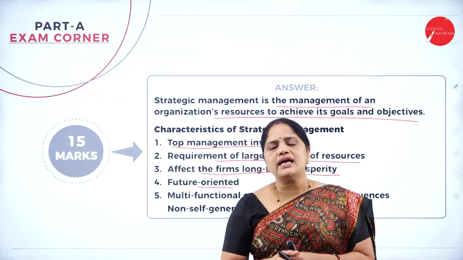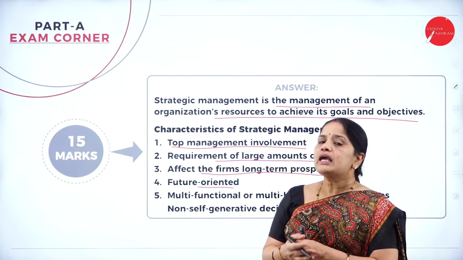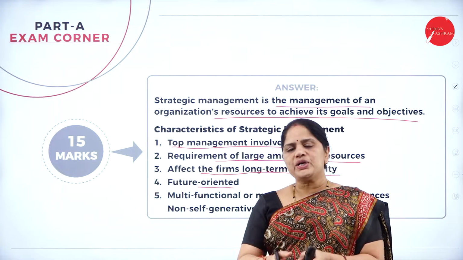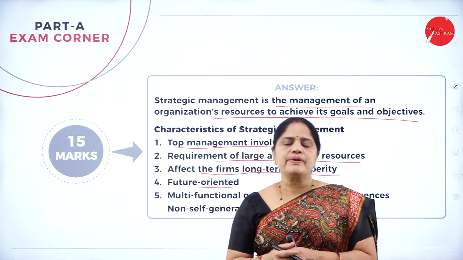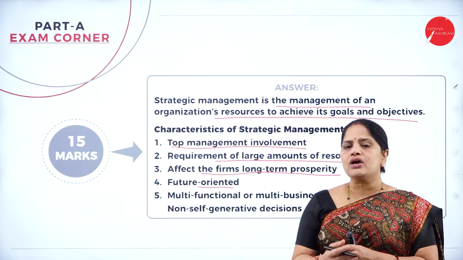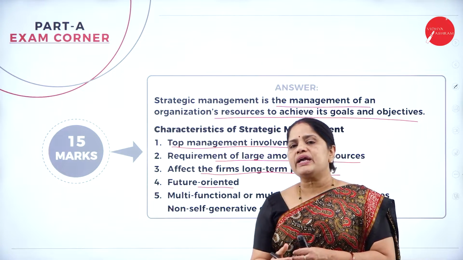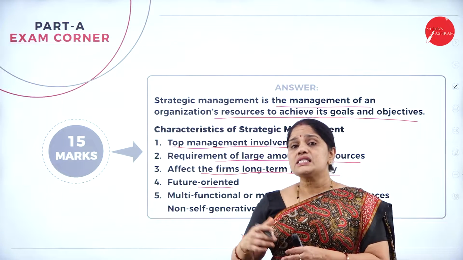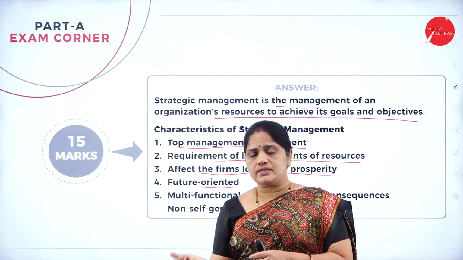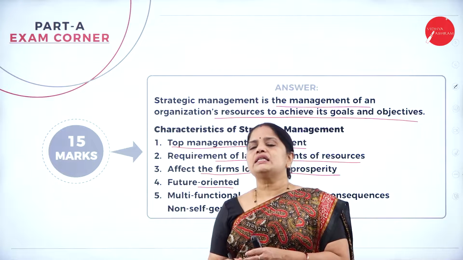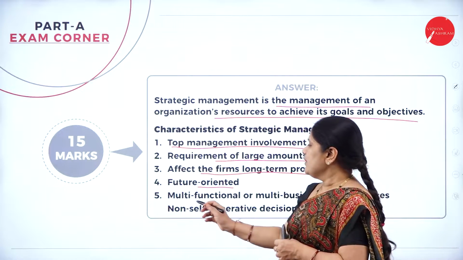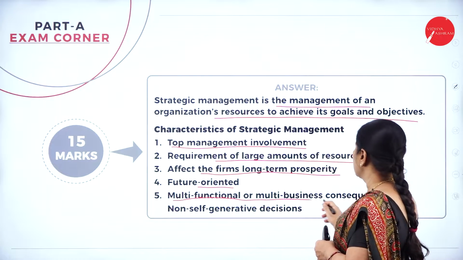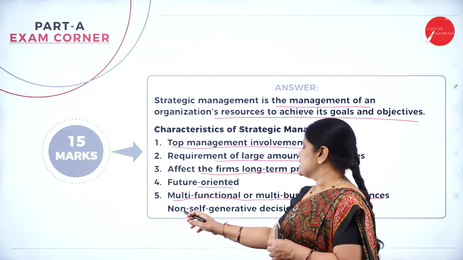Then fourth one is future oriented. We all know that whenever we make any plans, it is always bridging the gap between the present and the future, and as such, strategic management is always future oriented because the plans are always made for the next 5 years or next 10 years or the next 15 years, and that is why we say that strategic management is future oriented.